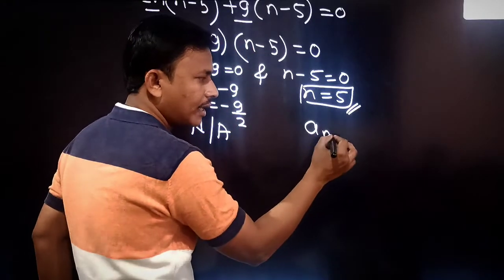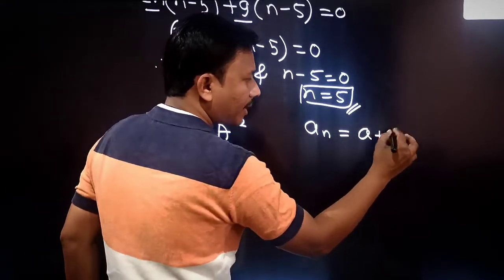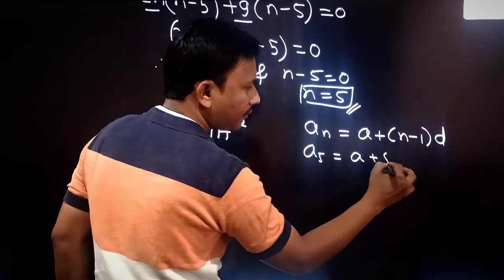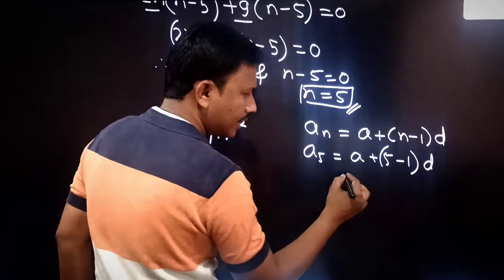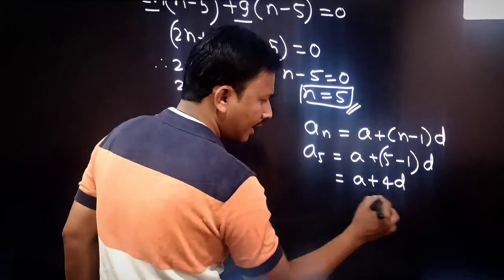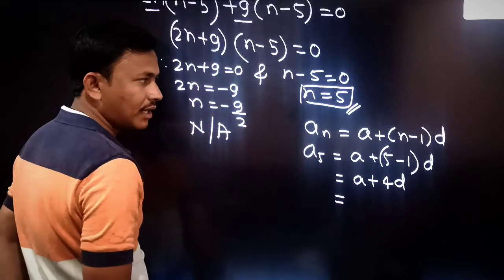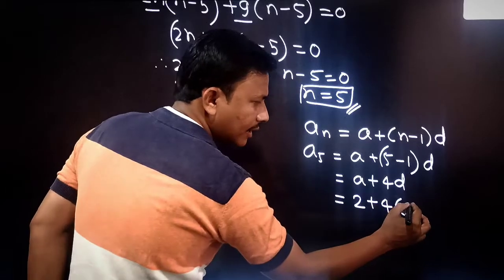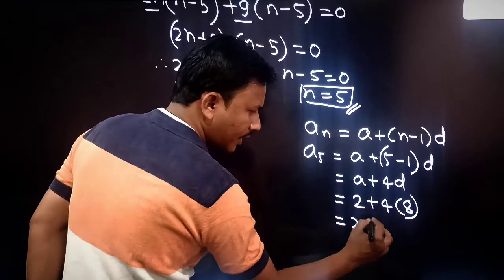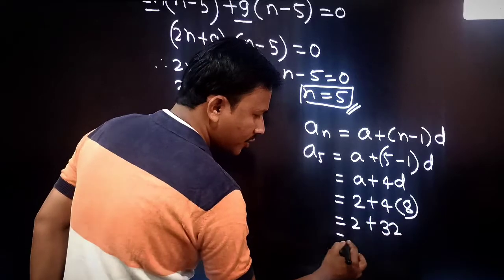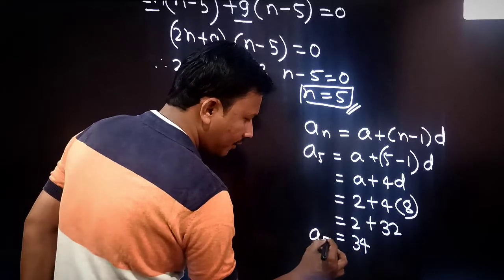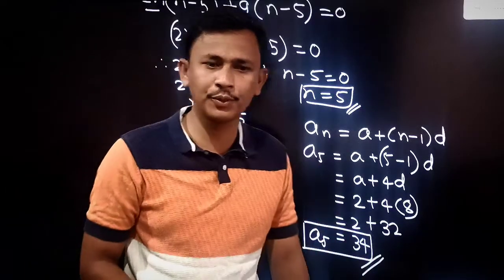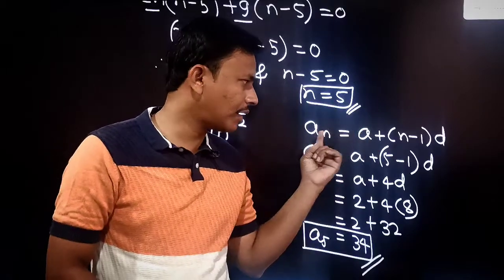An is equal to a plus (n minus 1) into d. A5 is equal to a plus (5 minus 1) into d, which is equal to a plus 4d. What is the a value? What is the d value? The a value is 2, plus 4 into the d value, which is 8. This is equal to 2 plus 8 4s are 32, 32 plus 2 is 34. So A5 is 34. So directly, A5 is equal to a plus 4d, that could have come. But in the exam they will ask this formula.